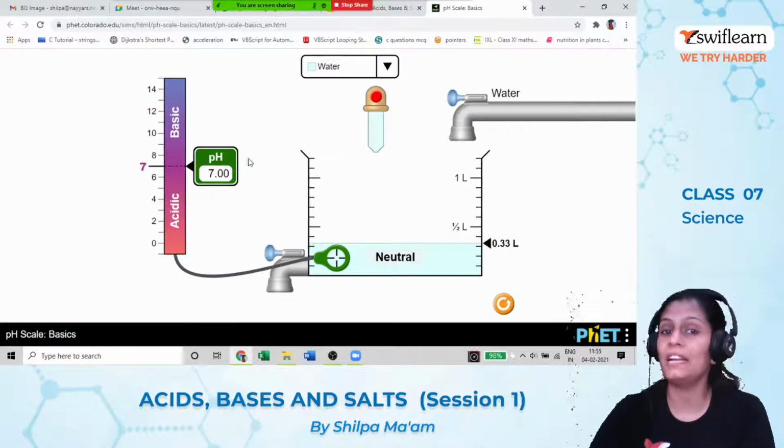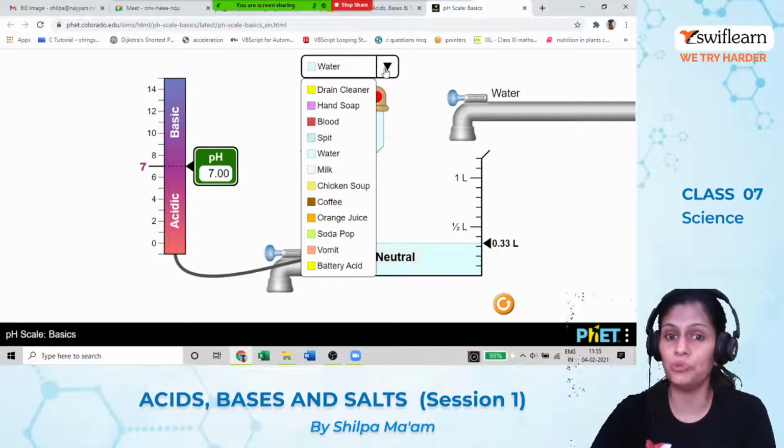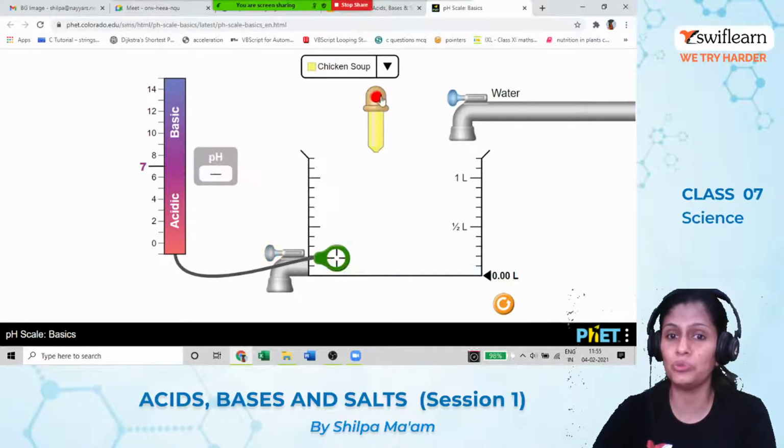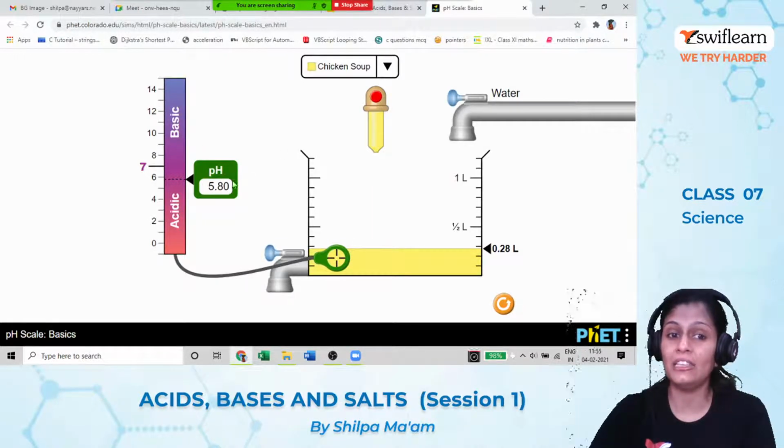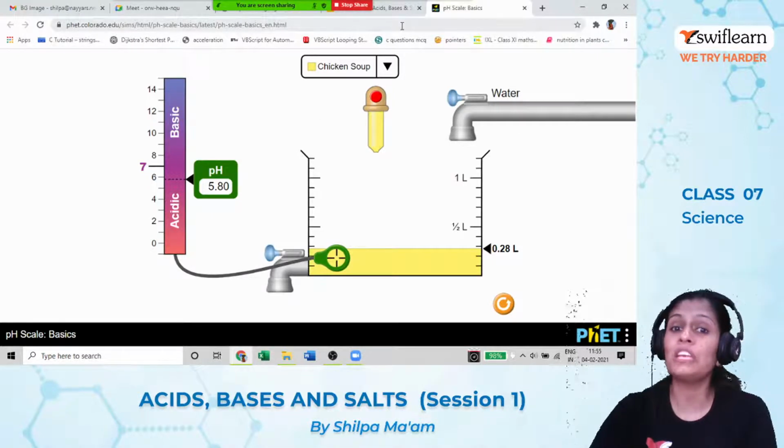That means it is not getting affected. It is a neutral solution. If I take a chicken soup, if I just push it, then what is it? Chicken soup is acidic in nature, and what is the pH value? It is 5.80. In this way, we can check whether the substance that we are pouring in the beaker is acidic or basic.